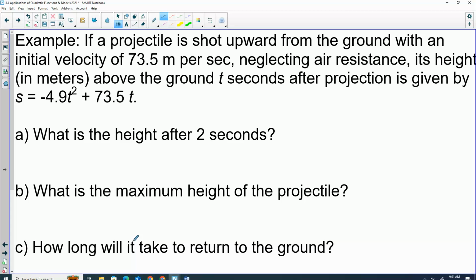Alright, I want you guys to read this one and see if you can answer some of these questions. We have an equation here. It tells us that this is the equation for height. T is the time, so if I say after 2 seconds, 2 is the time, all we're doing is plugging that in to see what we get for our height. 4.9 times 2 squared plus 73.5 times 2. So that's all we're doing, plugging that into our equation.